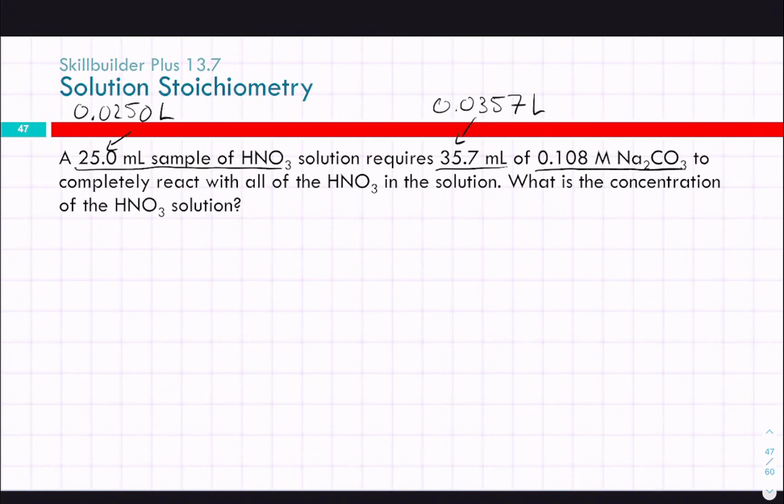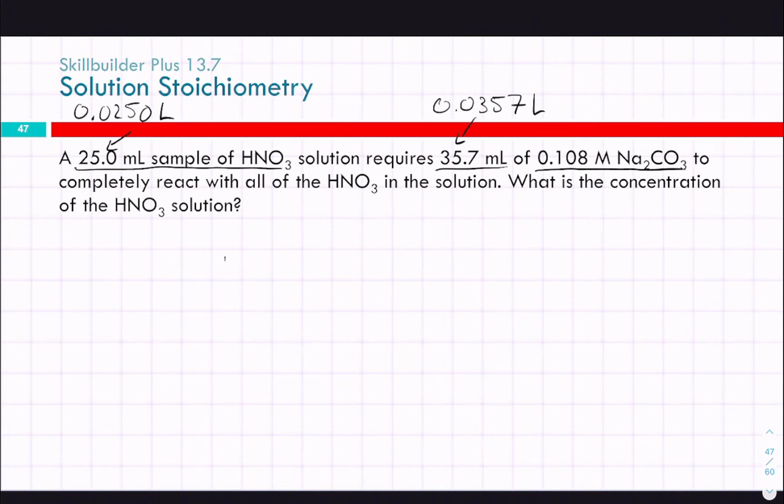First of all, what's missing from this problem? We're missing a key piece of information, which if you remember how to do it, you could probably write out, but the chemical equation's missing. So we don't know what the ratio is between nitric acid and sodium carbonate. We can, though, use the wording that we have here to figure it out.